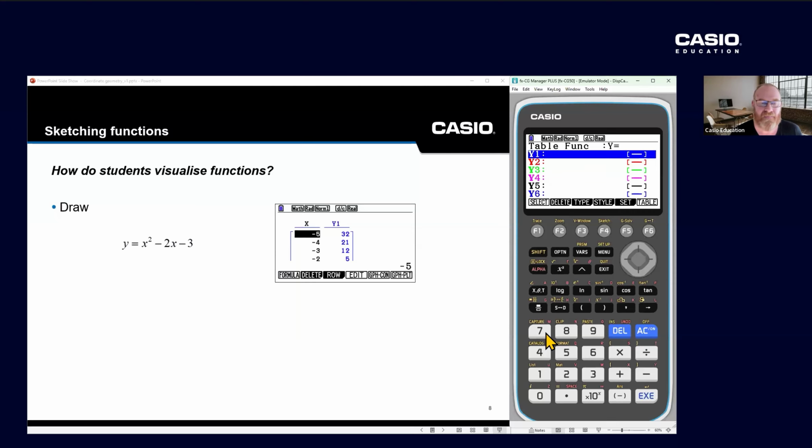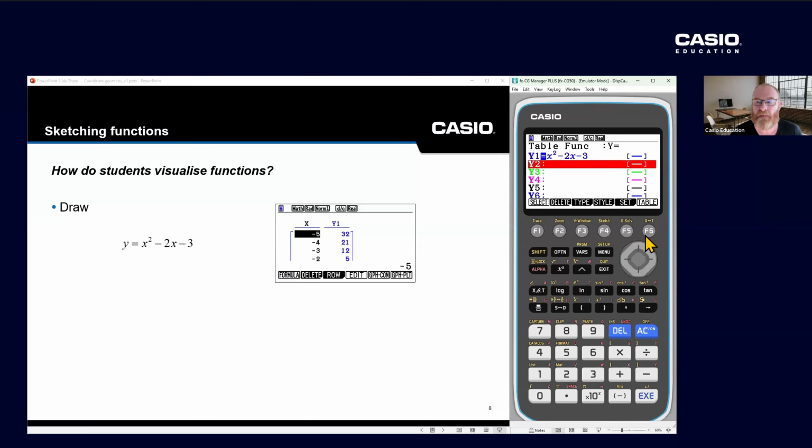You need to enter a function, obviously, so that would be x squared. The default variable key is x theta t, 2 keys above 7. Always use that for your variables. Square it, subtract 2x and subtract 3, and confirm with execute.